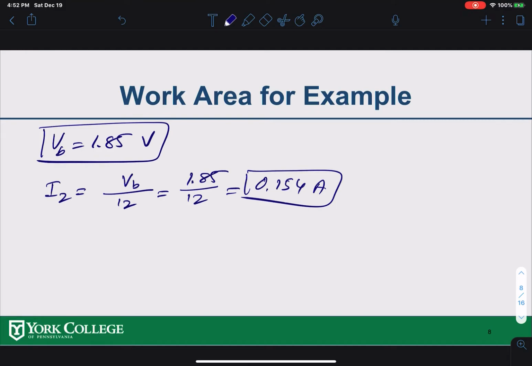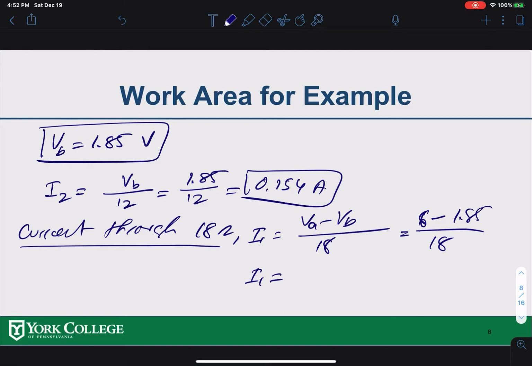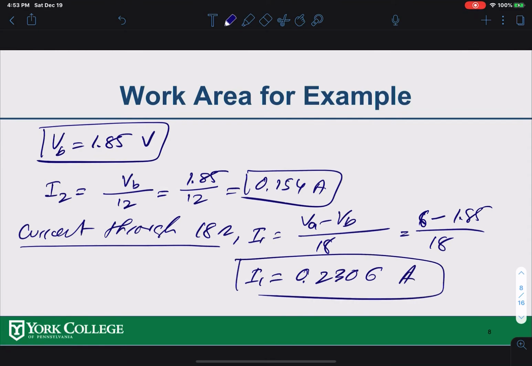You can also find the current through 18 ohms. So current through the 18 ohms, that's your I1. That is VA minus VB over 18. So your VA is 6 minus 1.85, over 18. So your I1 would be 6 minus 1.85 divided by 18, which will give you 0.2306 amps. That's your I1, the current through 18. You can find all other currents as long as you know how to do it.